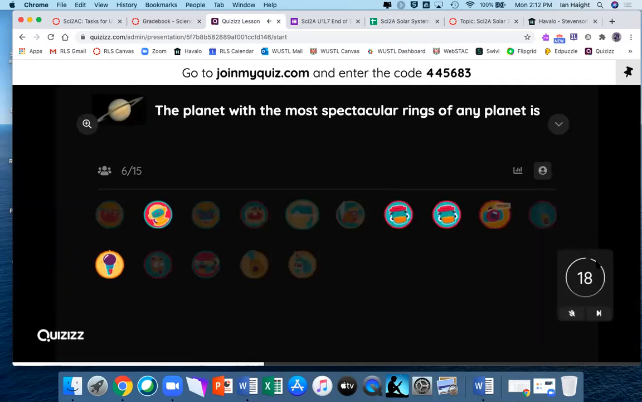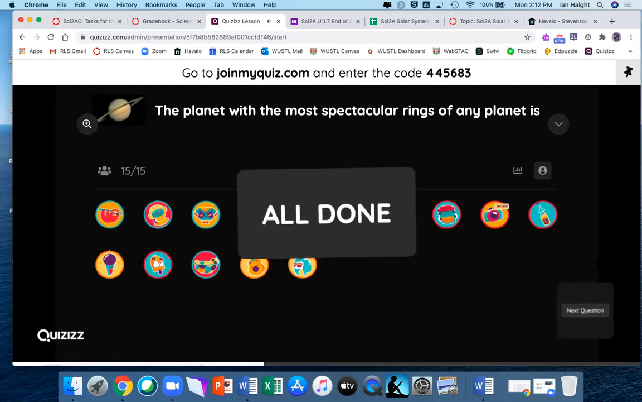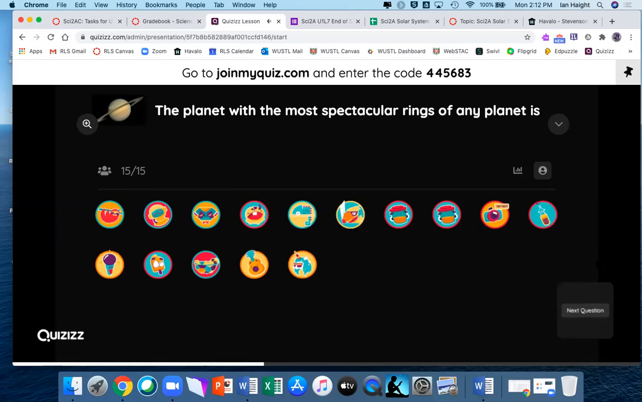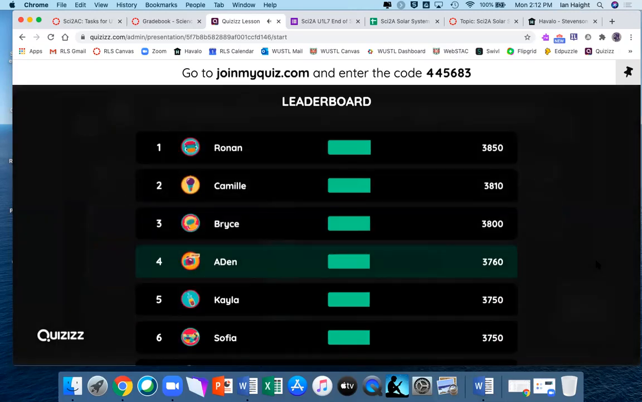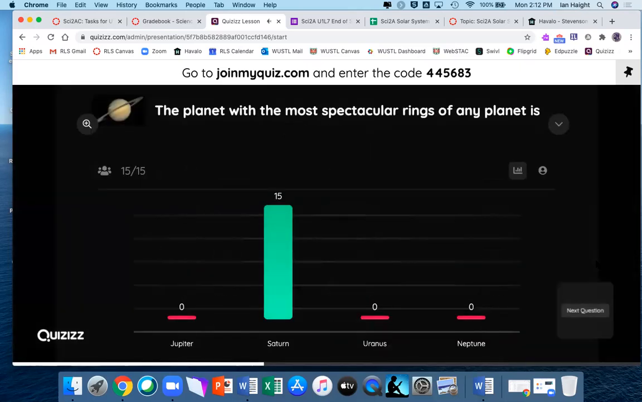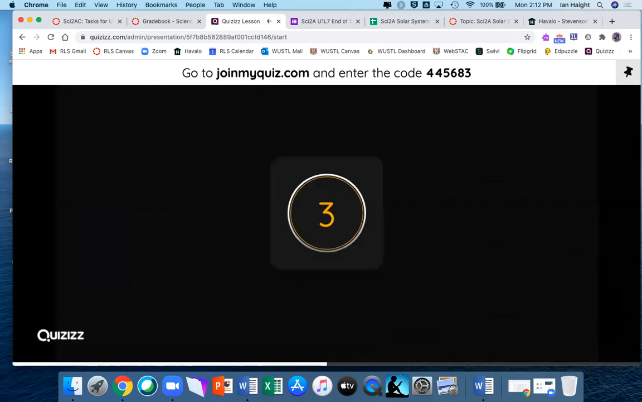The planet with the most spectacular rings of any planet is. All right, Ronan's still in the lead. It is indeed Saturn. However, remember that they all actually have rings. It's just that Saturn's are the most visible.